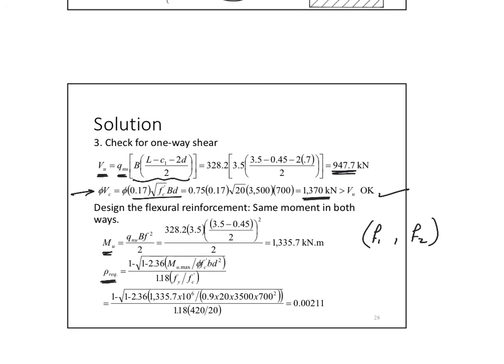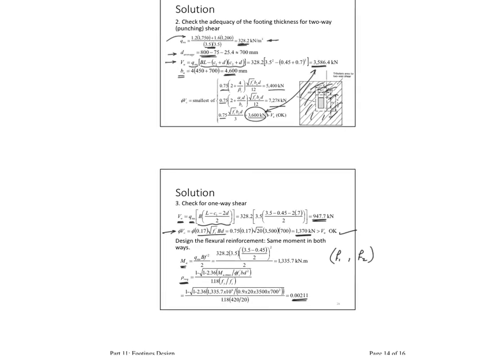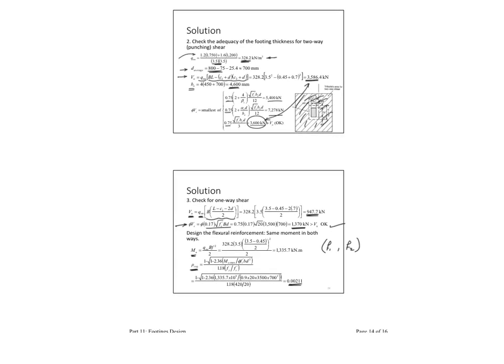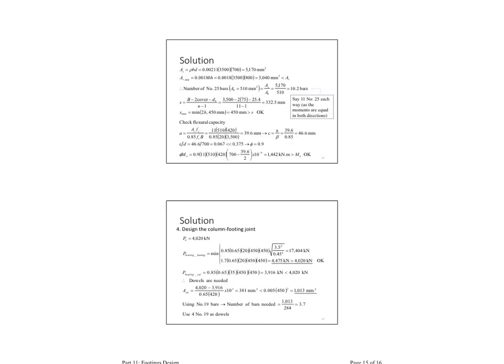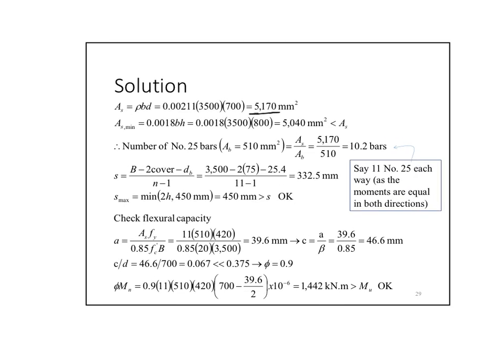I get rho required. That gives me 0.0021. From this, I find area steel. And then the area steel here ended up being 5170 compared to AS minimum of a slab. Just like the slab area minimum, area steel minimum, 5040, to take the bigger number. And then find the number of bars. So just divided by number 25 bars, I get 10.2 bars. That means 11 bars. So I distribute the 11 bars in the 3.5 meters.